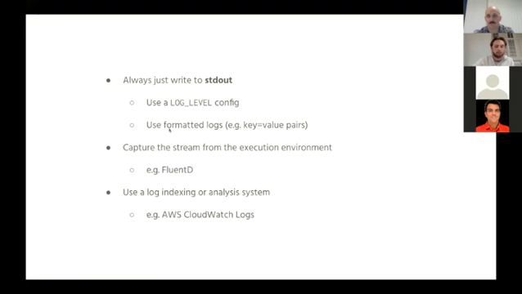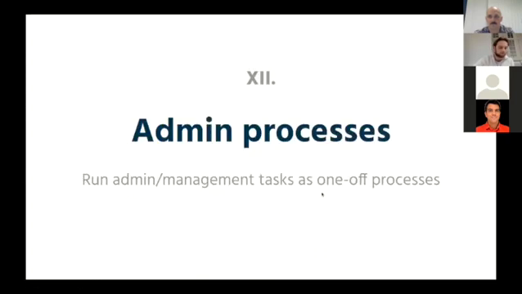And then later on, if it's logged in a formatted way with these key value pairs, you can do queries on your logs to understand what's going on with your application. And you can just capture this log stream from your execution environment using something like Fluentd, which you can easily install in your Kubernetes cluster. And then you can stream those logs to analysis tools like CloudWatch.